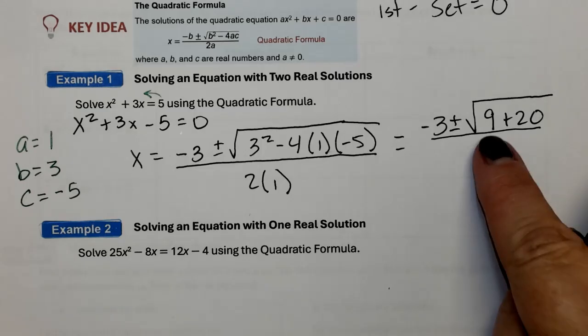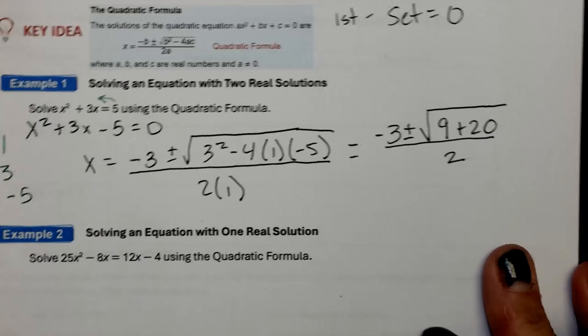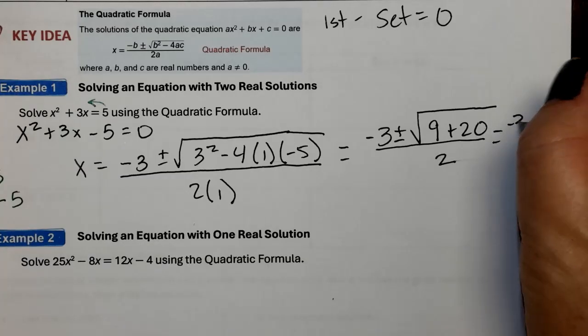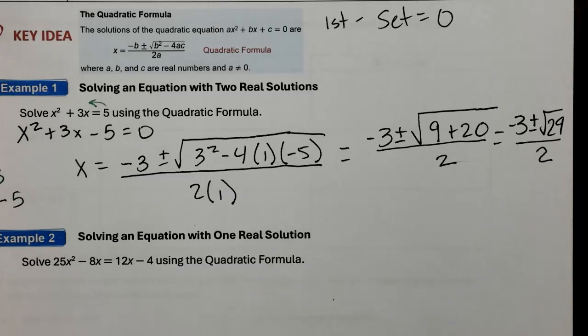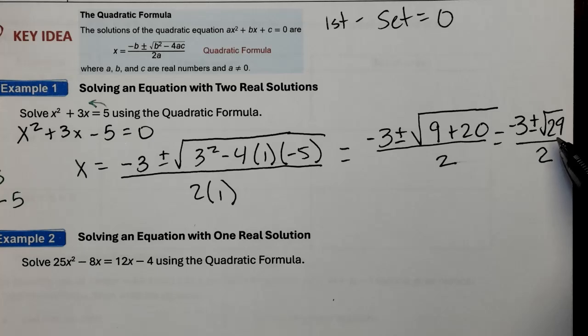All right, next up, we're going to add our 9 and 20 together. So now we have negative 3 plus or minus the square root of 29 over 2. So here is where, if we have a factor that is a perfect square of 29, then we would simplify. In this case, we do not. We do not have a factor of 29 that is a perfect square, so we are not going to simplify.